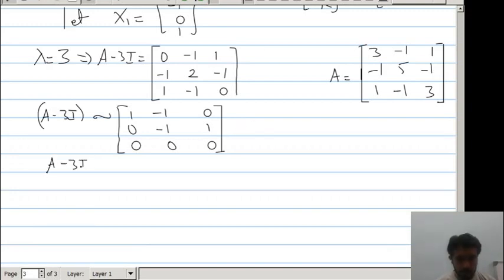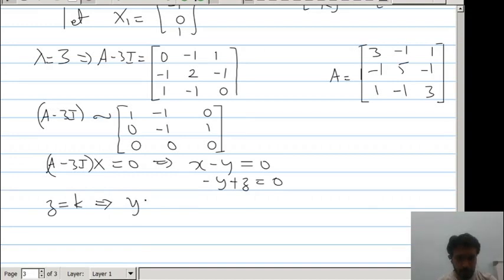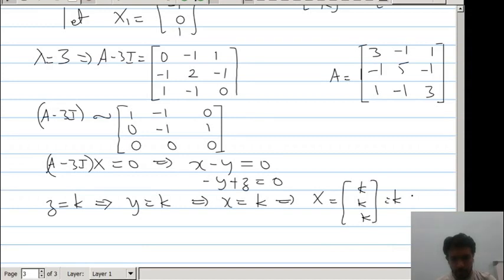A minus 3I into x equal to 0 implies x minus y equal to 0, minus y plus z equal to 0. Z equal to k implies y equal to k, which implies x equal to k. So we have x equal to k, k, k. That is 1, 1 and 1. Therefore, x2 equal to 1, 1 and 1.